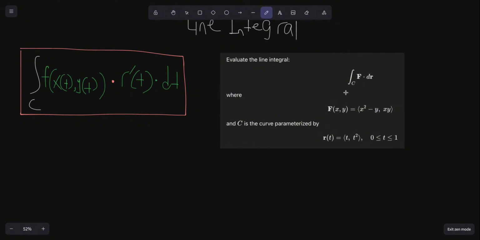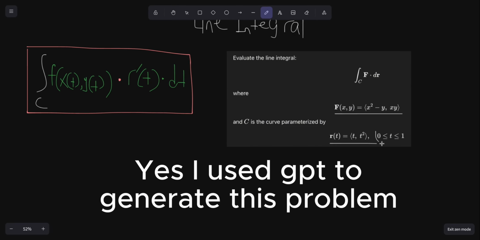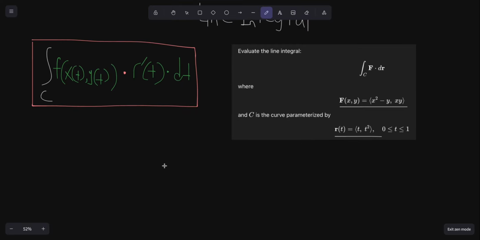Let's evaluate this line integral where this is our original vector field and this is the curve. It's already parameterized for us, and these are the bounds. Let's do this. So we know that the bounds are going to be ranging from 1 to 0. And you can think about this right over here as our parameterization, where our x value is essentially t, and we parameterize y as t squared, okay?